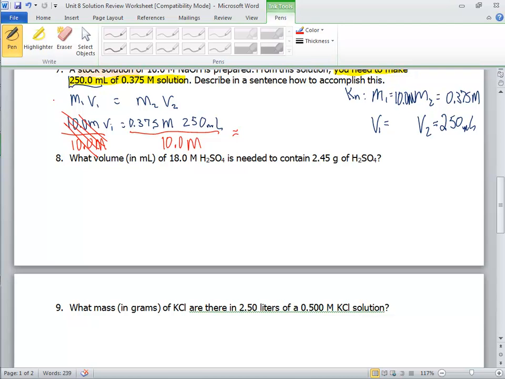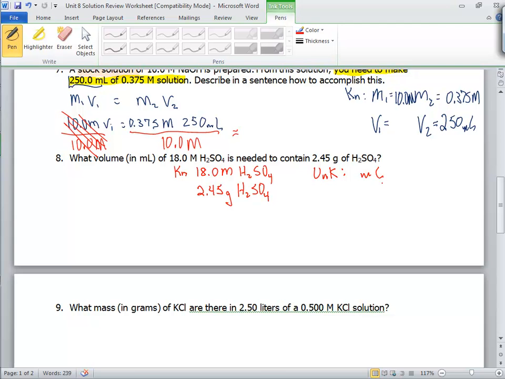Number 8 is a different kind of problem, in that we're not making a dilution. What's our known and unknown? That's the best thing to look at first. The things we know is that we have 18.0 molar H2SO4, and we know that we want to get 2.45 grams of this H2SO4, but we don't know how many milliliters that volume is.